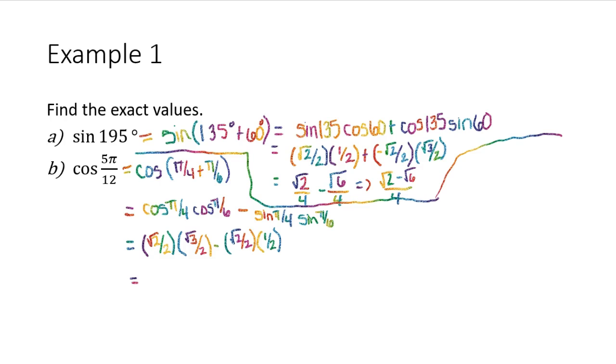Let's multiply here. The square root of 2 times the square root of 3. This is the square root of 6. On the bottom, 2 times 2 is 4. Over here, square root of 2 times the square root of 1. That's the square root of 2. And on the bottom, 2 times 2 is 4. And so our answer, if you want to write it as one fraction, is square root of 6 minus square root of 2 divided by 4. That is the cosine of 5 pi over 12. Notice how similar my answers look.